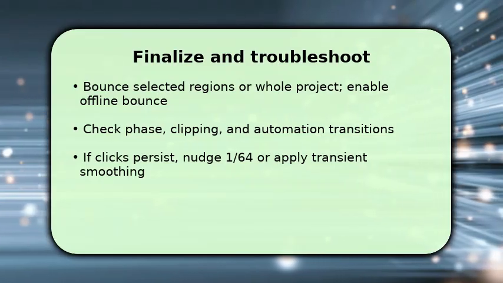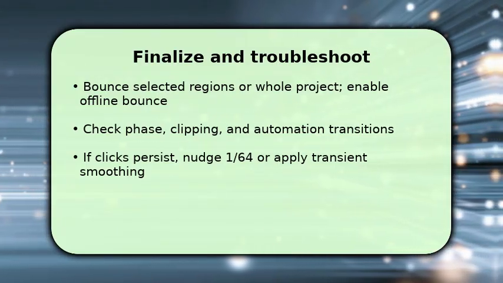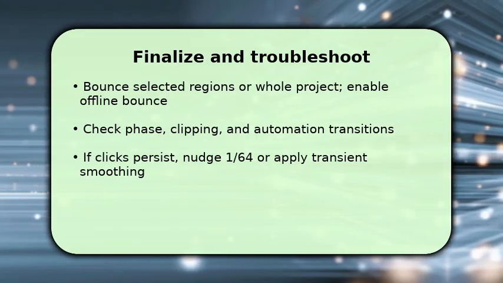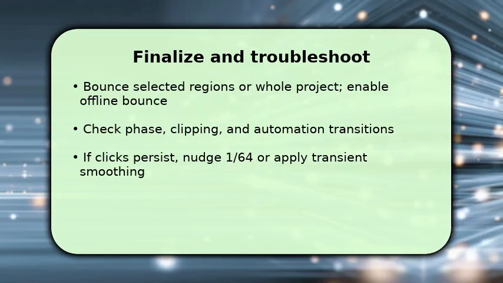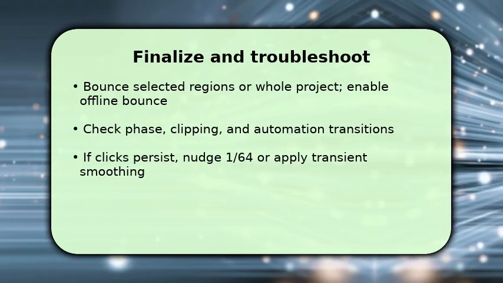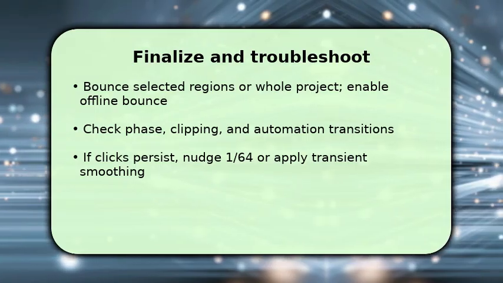You'll want to scan for clipping, abrupt automation jumps, and phase issues between tracks. Use the gain plugin or trim automation curves to tame peaks. If you hear residual clicks, nudge problematic edits by 1/64th note or increase fade length slightly. Alternatively, enable transient smoothing or apply a low-pass filter on fades.